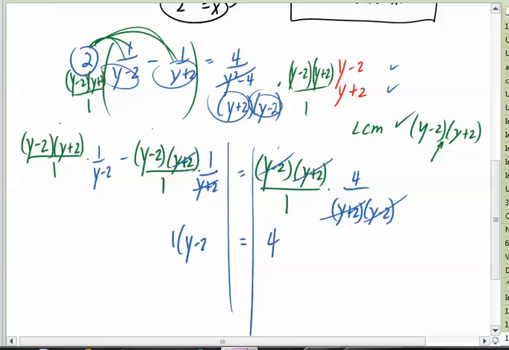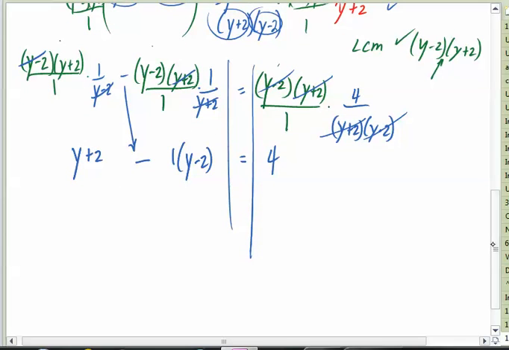I do not recommend you try to do that in your head. Just copy what you see. Now notice this minus. I'm going to copy it. Now let's look at this one. Y minus 2, y minus 2. There's a lot of places where you can make a mistake, so I recommend that you go slowly.